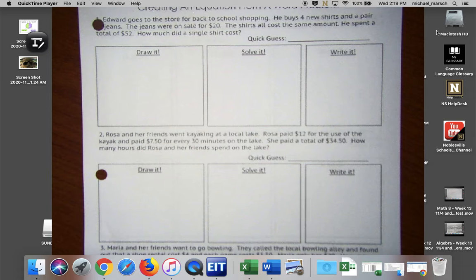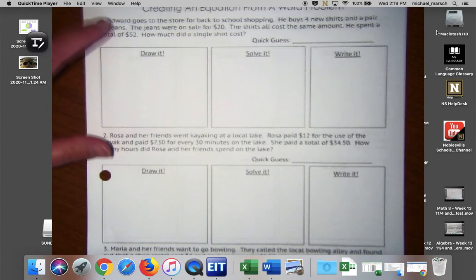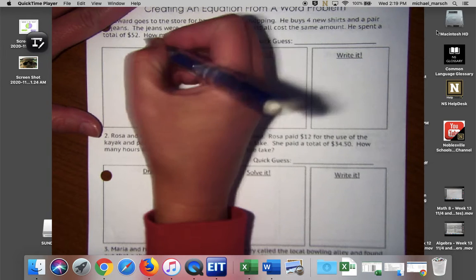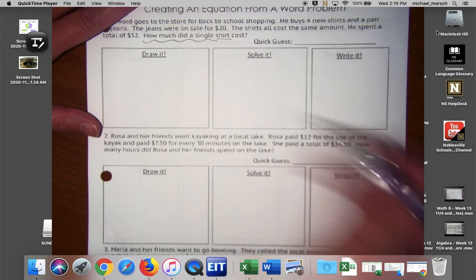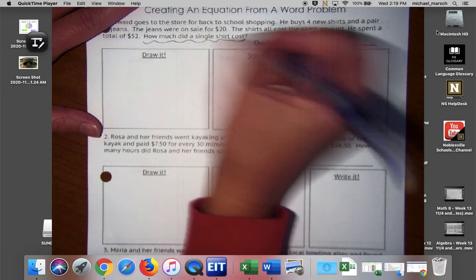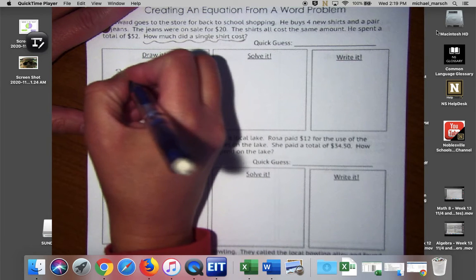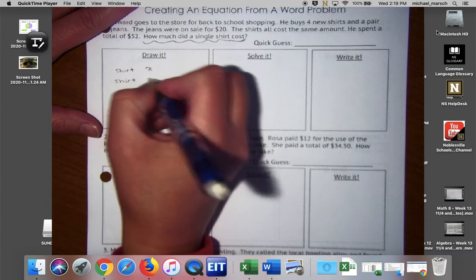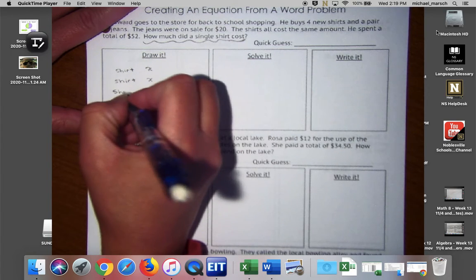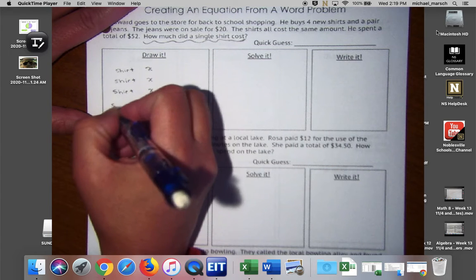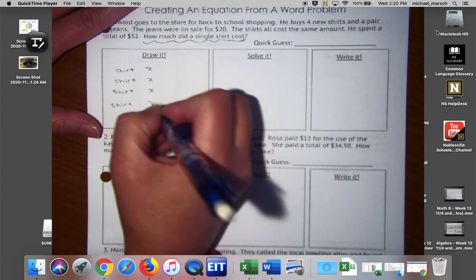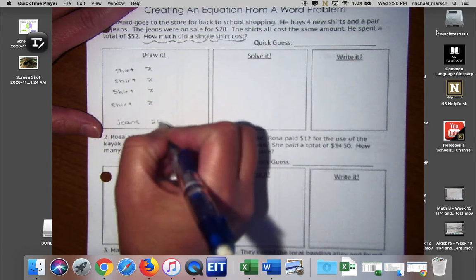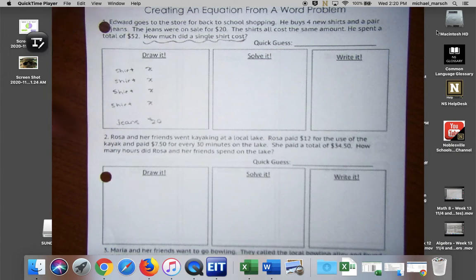Whew, lots of information here. Okay, so in the draw it section, this is where I'm going to organize the information that was given to me. First of all, I'm trying to find out how much did a single shirt cost. So that's going to be my variable. So I know that he bought 4. So I'm going to write out here shirt 4 times with X's next to them. And then I know he spent $20 on jeans.